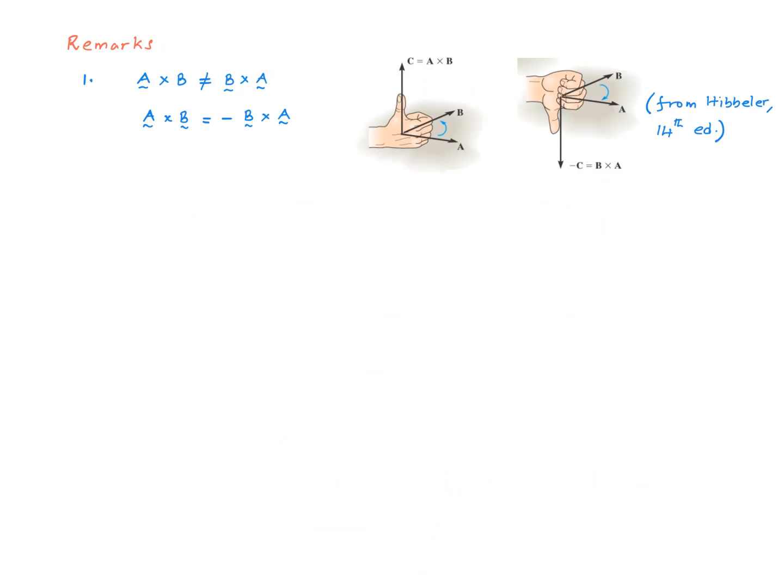Let me make a few important remarks before we proceed. First, we note that A cross B is not the same as B cross A. Actually, A cross B is exactly equal to minus of B cross A.